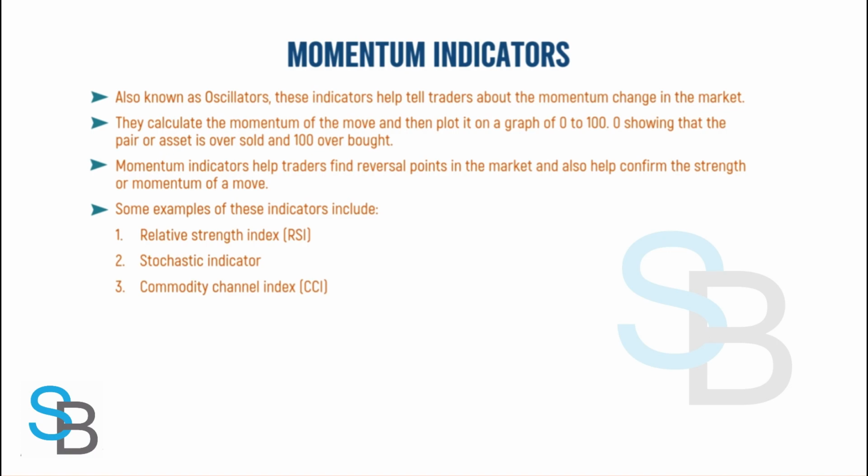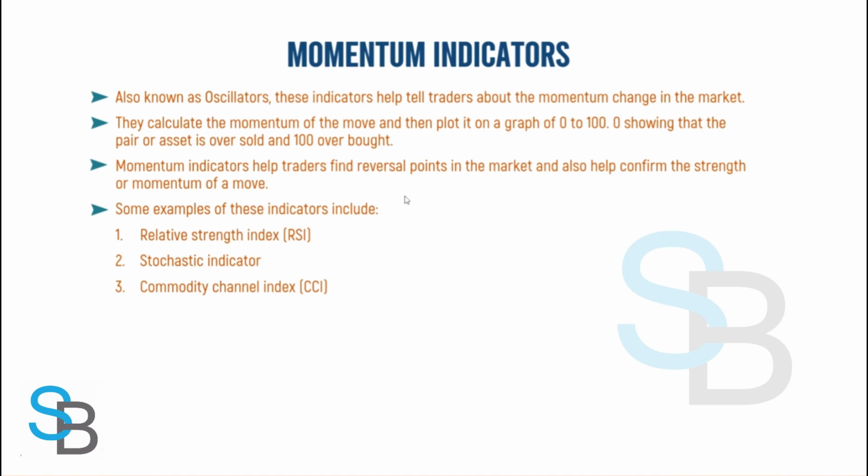If something is oversold, there are higher chances that it's going to reverse and start buying. And if something is overbought, there are higher chances that it's going to reverse and start selling. So it can serve as a confirmation. That's just the idea of overbought and oversold levels. Momentum indicators help traders find reversal points in the market and also help confirm the strength or momentum of a move.